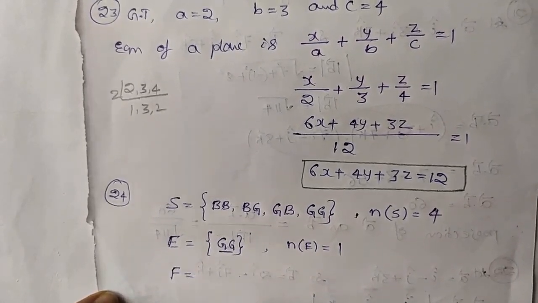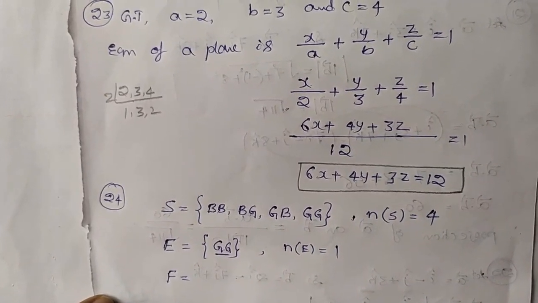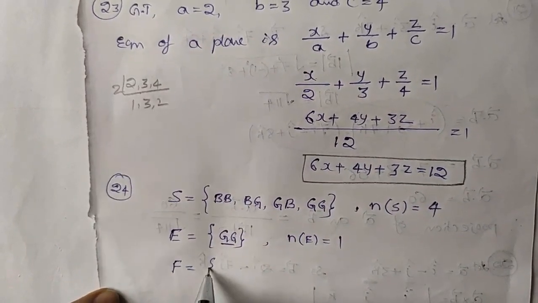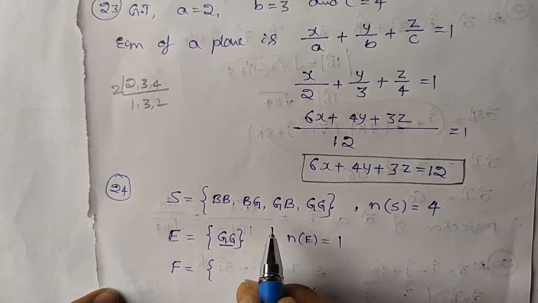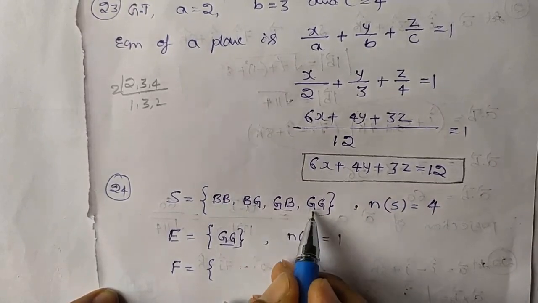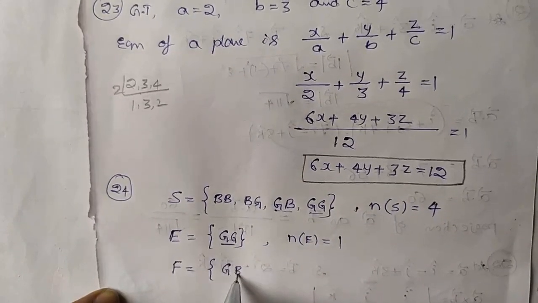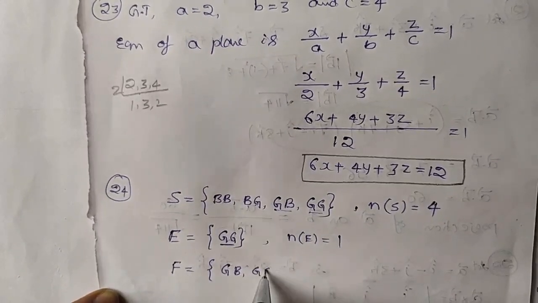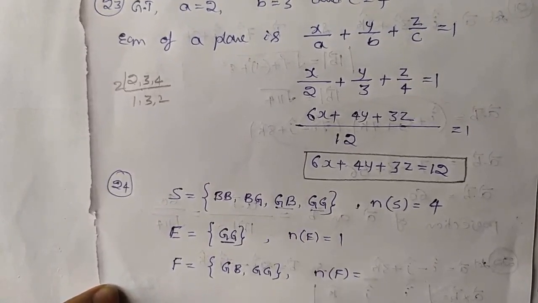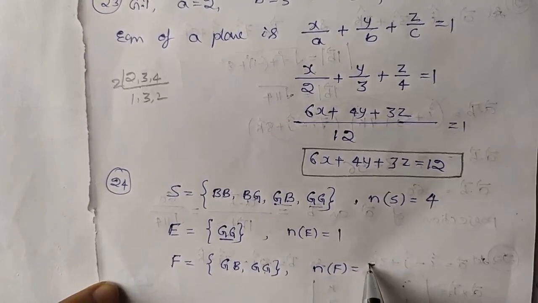Similarly, event F. Once again observe the question, what is the conditional probability of both are girls given that the youngest is a girl? So the youngest is a girl. So what are the possibilities? First girl, then boy. First girl, second is also girl. G, B, first girl, second boy, both are girls. How many outcomes in this event F? 2 events, not 4.